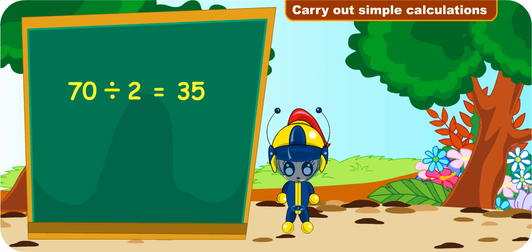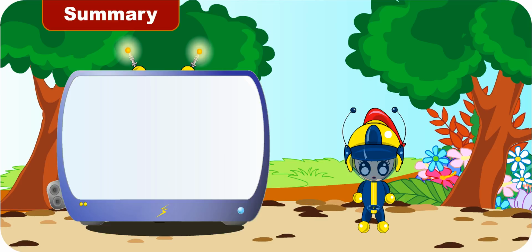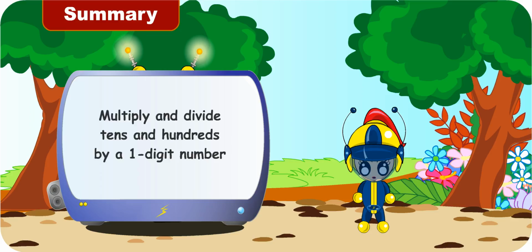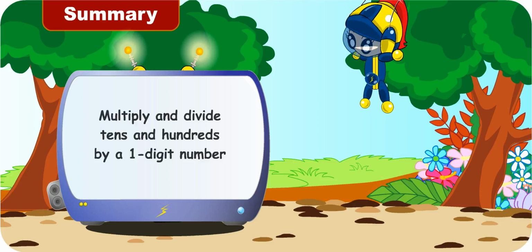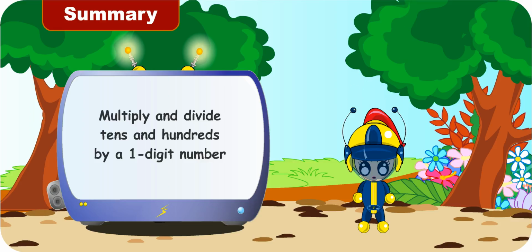Well done, Turbo Girl. Looks like you are able to use this new trick you have learned to multiply and divide tens and hundreds by a one-digit number. Yes, I only need to remember that the zeros play an important part. Begin by ignoring the zeros in the question, then adding the same number of zeros back to the answer.